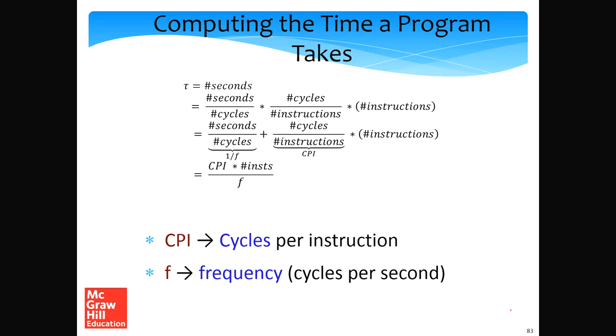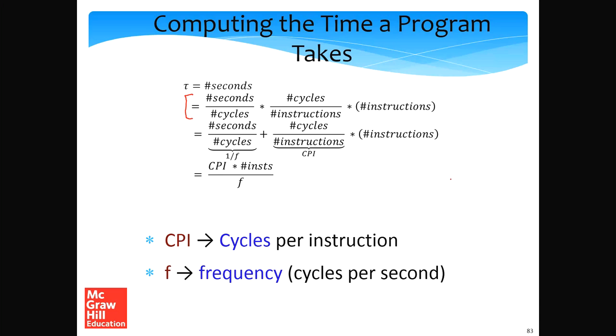So let's do a little bit of math and derive what is called the performance equation, which is very, very important. It is the crux of the entire pipeline math. Let us define the time a program takes as a number of seconds. Then let's do a very simple bit of algebra. Let us say number of seconds divided by the number of clock cycles, multiplied by the number of clock cycles divided by the number of instructions. This is the number of instructions that the program actually executes on the pipeline, so let's assume this is the number of dynamic instructions.